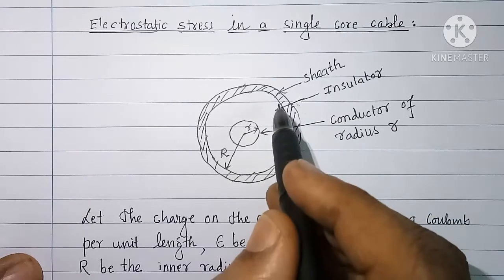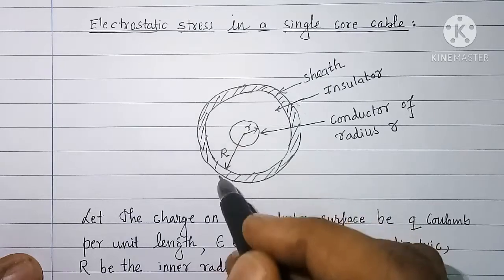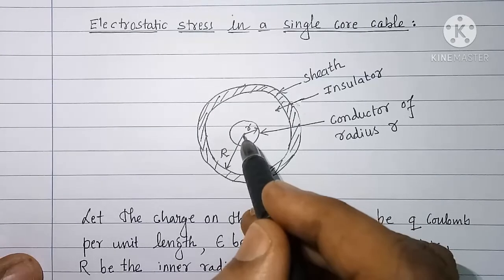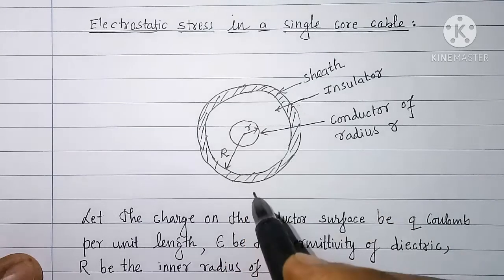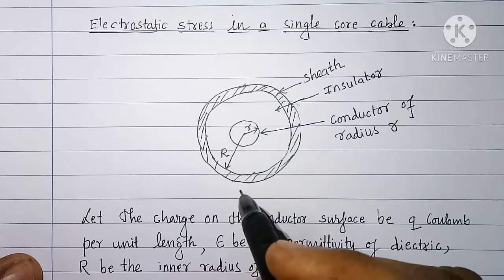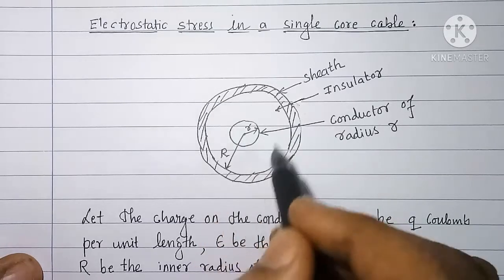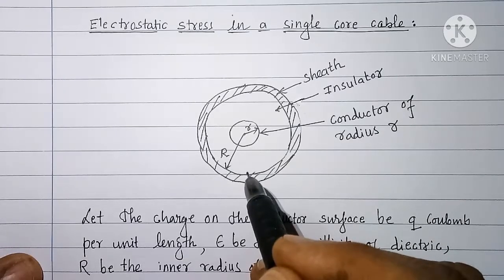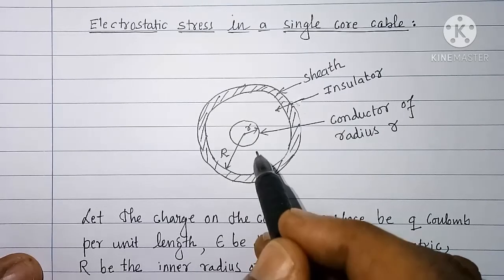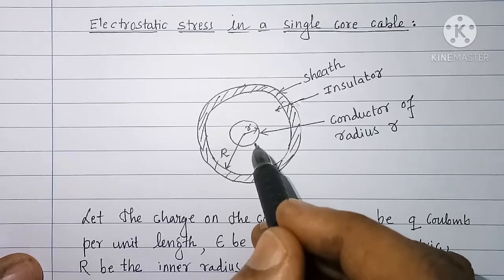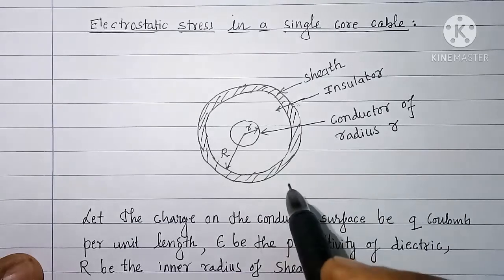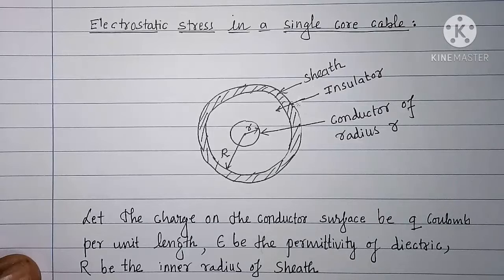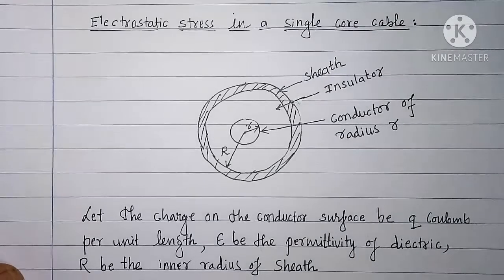Let the inner radius of the sheath be equal to capital R and the radius of the conductor be equal to small r. Permittivity of insulating material be epsilon and charge on the surface of the conductor per unit length be equal to Q coulomb. So let us write these details first.